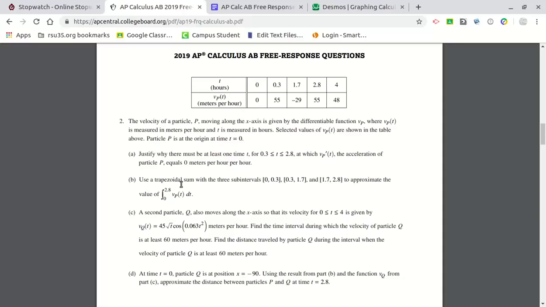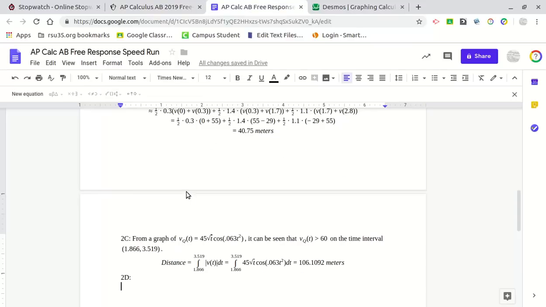Oh, I see. So particle P is at the origin at time t equals 0. So that means this is the position of particle P at 2.8. So let's make that clear. Let P of t be the position of particle P at time t, and for good measure, let Q of t be the position of particle Q at time t.